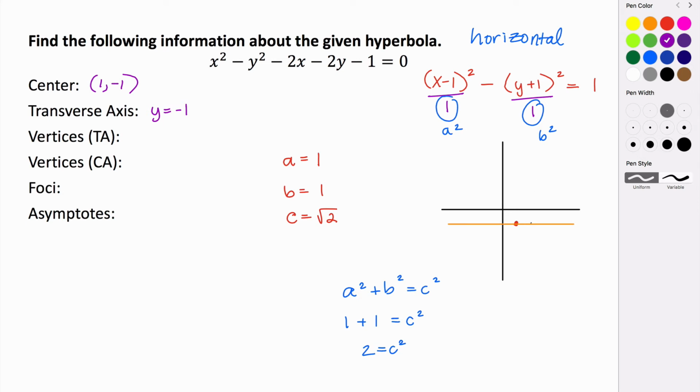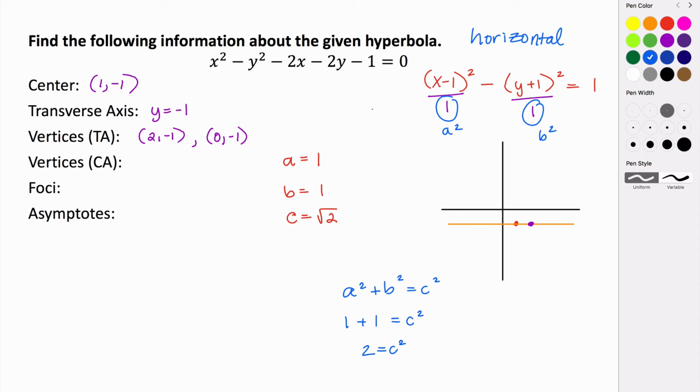So if I move 1 unit to the right, this point here, my transverse axis vertex, is going to be at 2, -1. Again, we're just moving horizontally 1 unit, so that's changing the x value. If I move left 1 unit, that's subtracting 1 from my x value, so I'm going to be at 0, -1. And those are the transverse axis vertices.